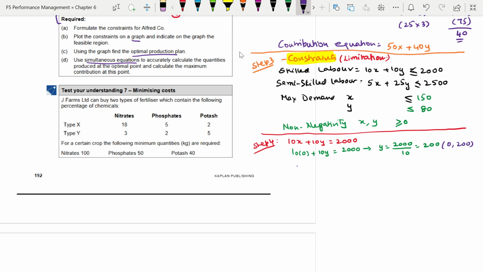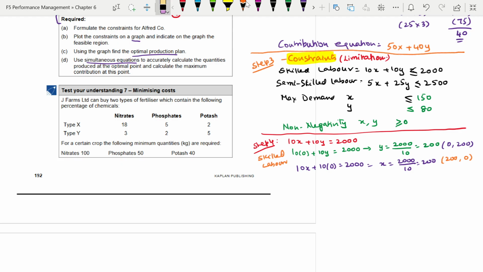Then you put 10x plus 10 into 0, y equal to 0, equals 2000. Is it right? Then x will be 2000 divided by 10, equal to 200. Then the line will be, this is 200 and this is 0. This is for what? This is for semi-skilled labor. This is for skilled labor.